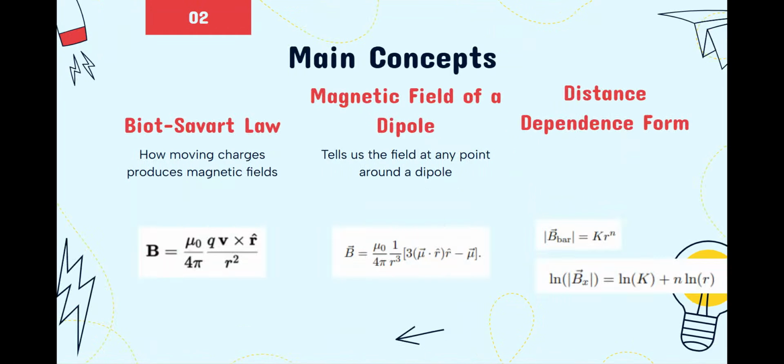Okay, so the three main concepts behind this lab. First, we have the Biot-Savart law, which describes how moving charges produce magnetic fields. Second, the magnetic field of a dipole is given by the formula below, which tells us basically what the field at any point in space around a dipole is. And third, we have the distance dependence form, where we write the field magnitude as k times r to the power n and take the natural log of both sides to get a linear equation we can fit with the regression. The first two equations are used in our GlowScript code, and the last two are used when we are doing our data.